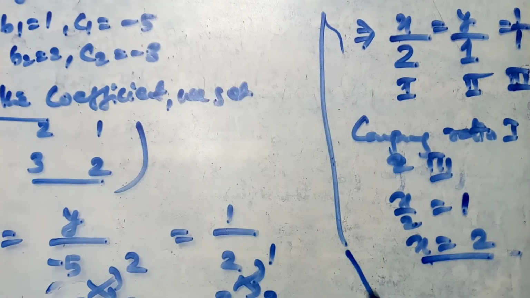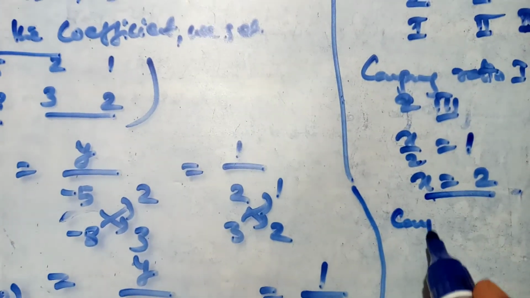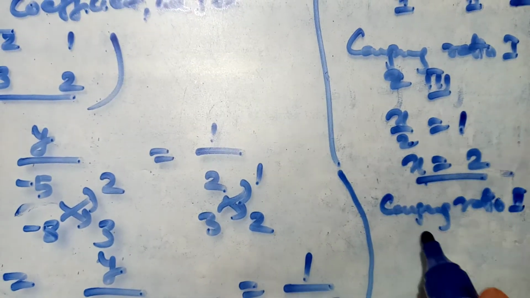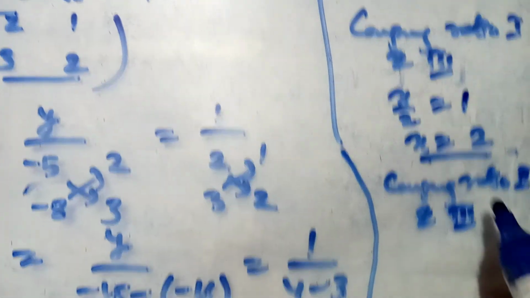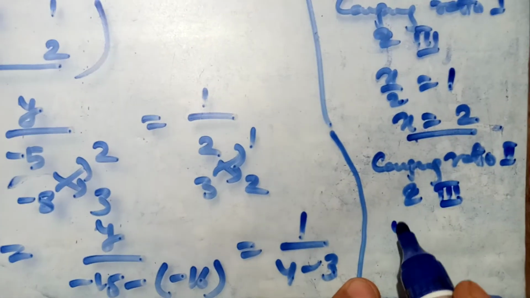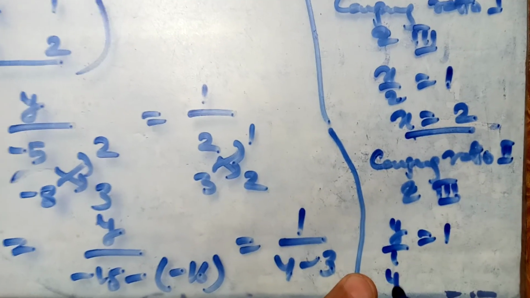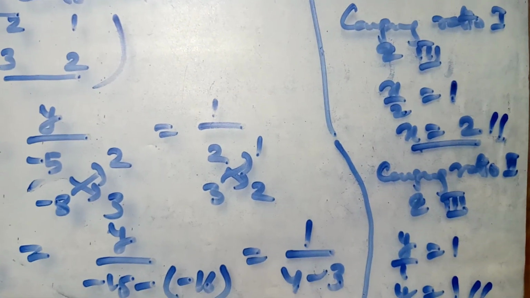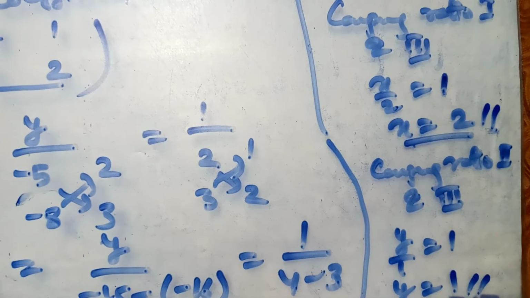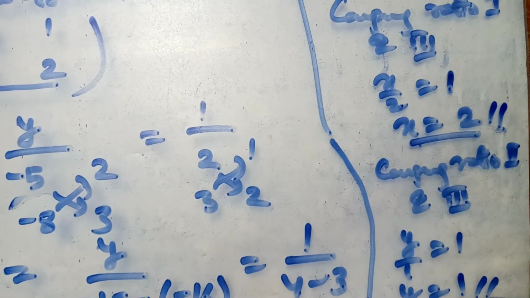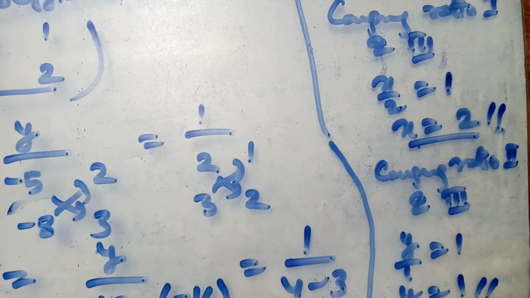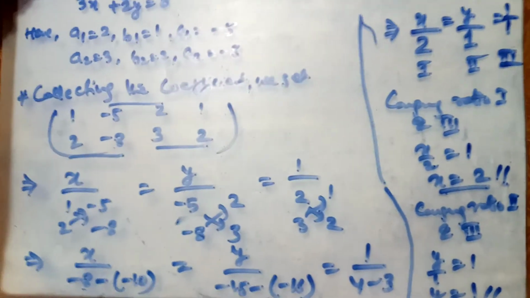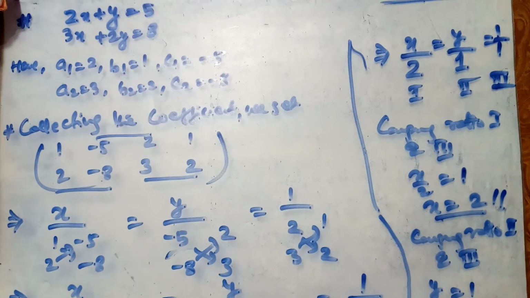So we got the value of x. So again comparing ratio 2 and 3, y by 1 equals to 1, so y equals to 1. So we got the required solution as x equals to 2 and y equals to 1. So this is how we can solve a pair of linear equations by the cross multiplication method. This is the example for you. I will come with more problems in the next video.